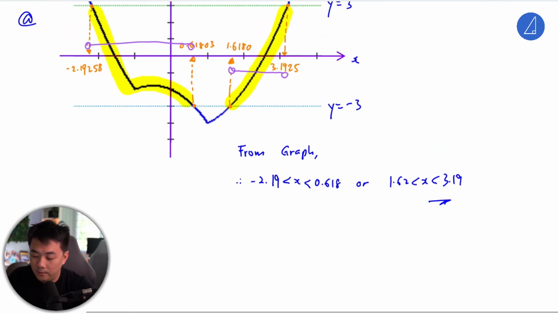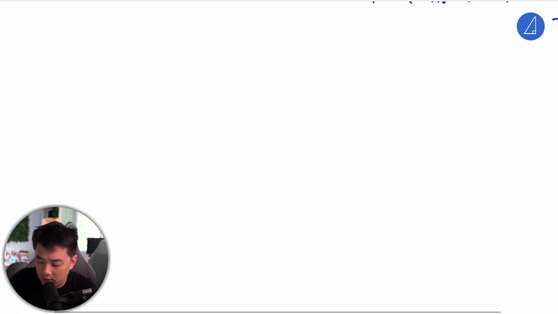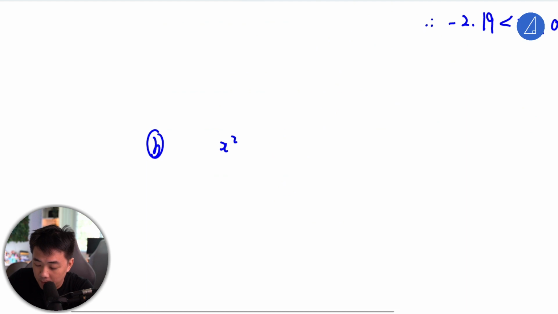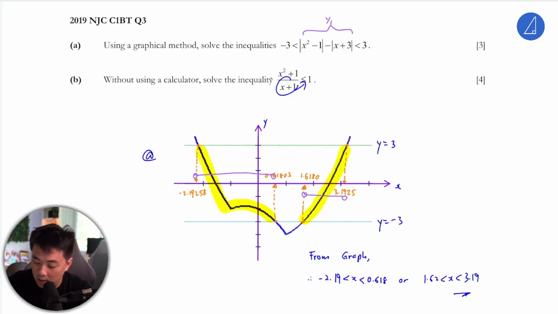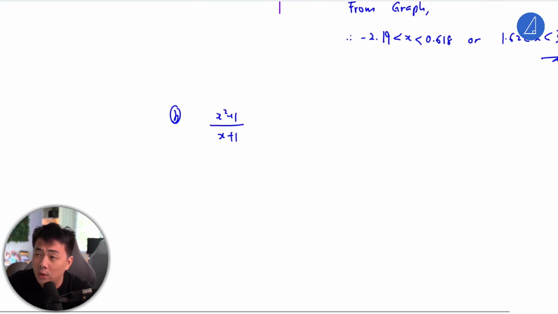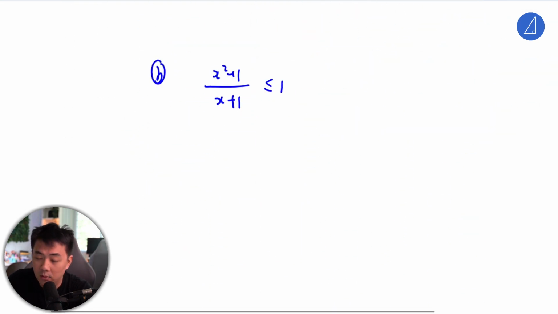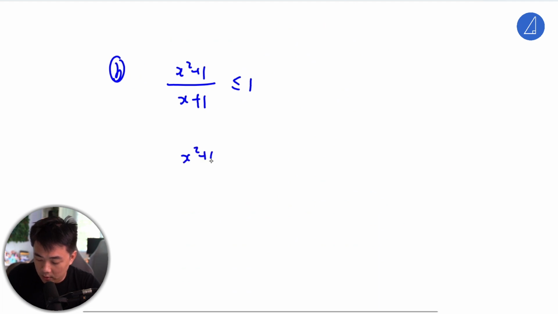Not an issue, I feel. Should be fine. So let's look at the second part. Without using a calculator, find this inequality. I think that's pretty okay. There's quite a standard inequality question there. Without using, meaning to say we're just gonna move the 1 over. Cannot cross multiply. I think the main thing is to remember not to cross multiply the x plus 1 over, okay? Because x plus 1 could be positive or negative. So in this case here, at most equals to 1. At most 1. So bring the 1 over.